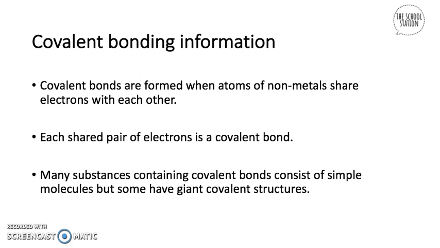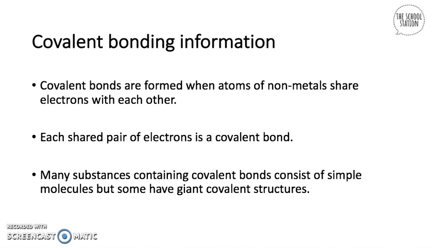So first of all, we have to talk about covalent bonding and some information and facts that you have to know before starting this lesson. Covalent bonds are formed when atoms of nonmetals share electrons with each other. So what this means is that when there are atoms of nonmetals, they actually share electrons with each other.